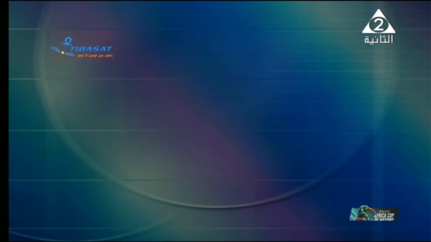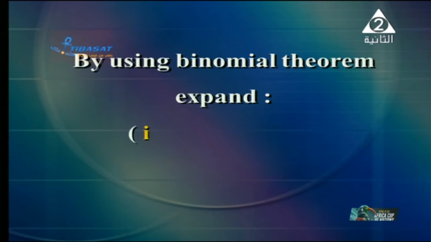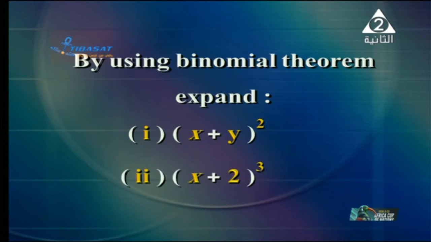Solved problem. By using the binomial theorem, expand (x plus y) for all power 2. This is easy. From prep school, to find (x plus y) for all power 2: first power 2, plus second power 2, plus first times second times 2. 3 terms. Also (x plus 2) for all power 3 has 4 terms.